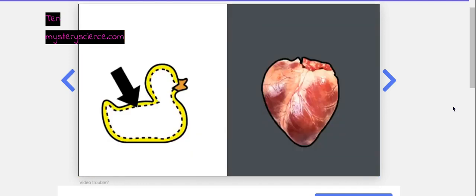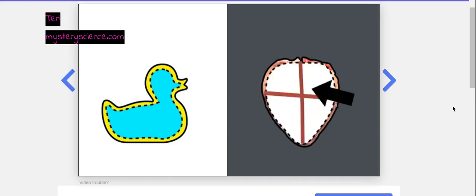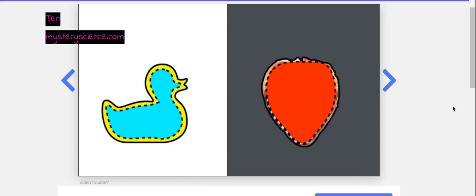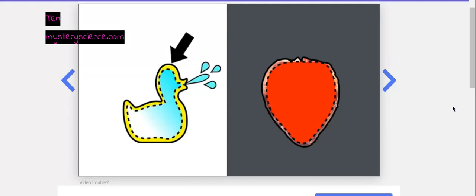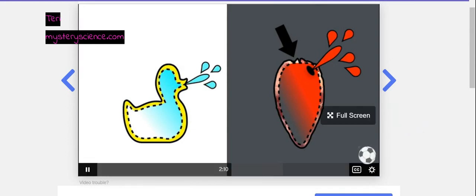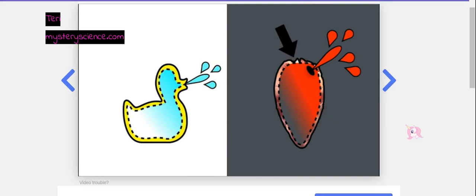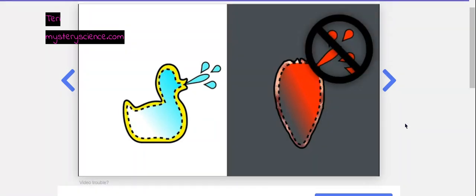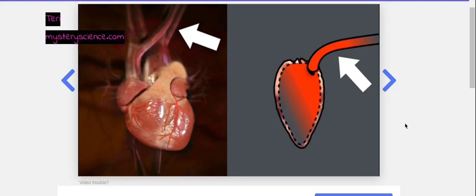Just like a rubber duck is hollow and can be filled with water, your heart contains hollow parts on the inside that can be filled up with blood. We saw that when a duck gets squeezed, it squirts out the water. It's the same with the heart. When your heart beats and squeezes, it pushes out blood. Now, as you might guess, when the heart squeezes, it doesn't just send blood squirting all over the place like this. Blood leaves the heart in tubes.